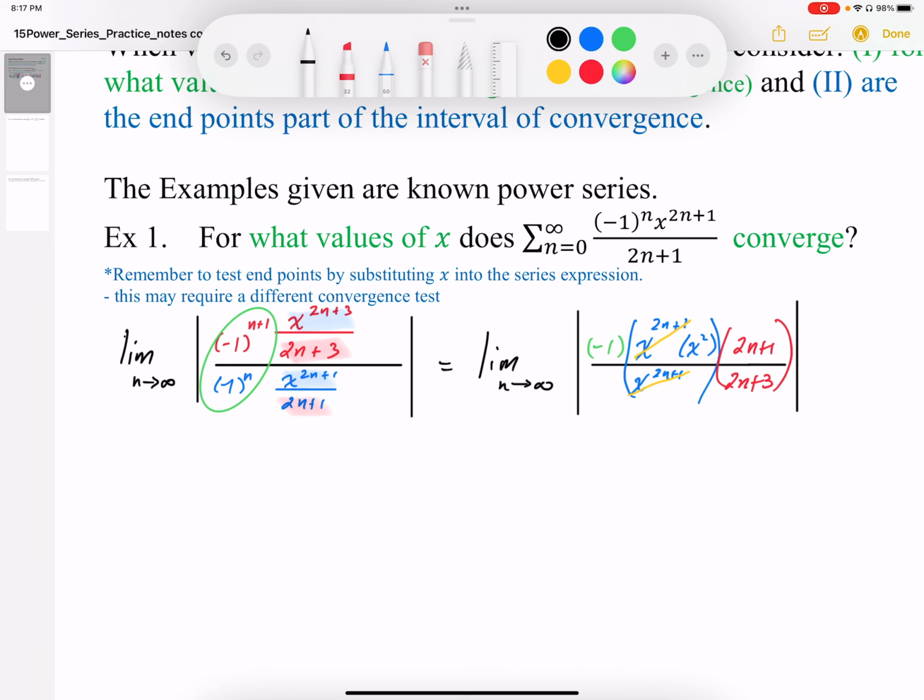Okay, so we have some things canceling out here, so that red expression is going to simplify to 1 when we do the limit. So we have the limit as n approaches infinity. We have that negative 1 term. We're going to end up with x squared. In fact, I'm just going to write it like this. We have negative 1. We have x squared.